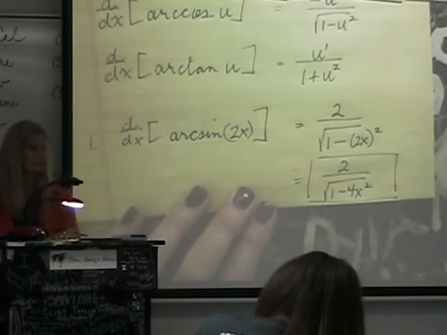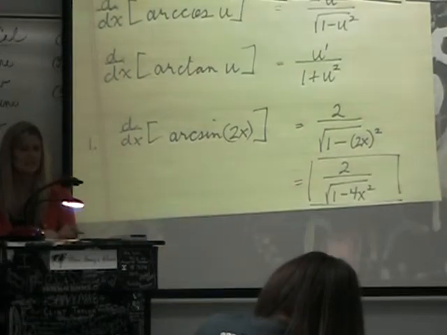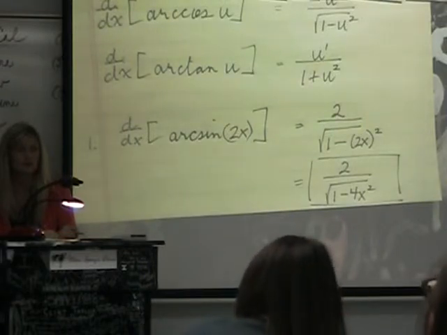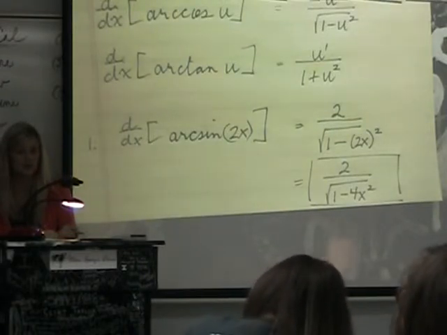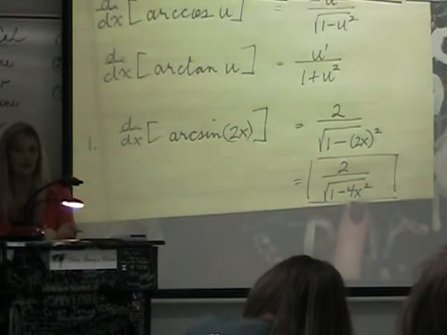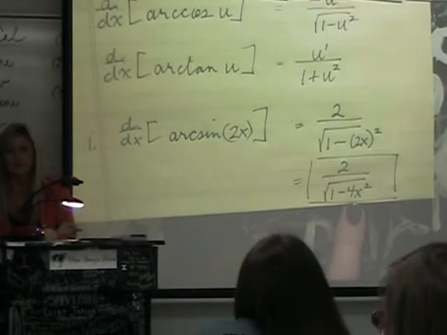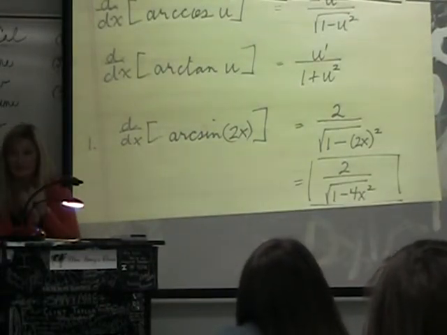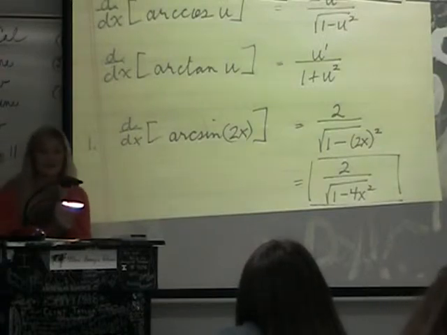That's it. Can I take the square root of 1 minus 4x squared? No. 1 is a perfect square. 4x squared is a perfect square. I cannot take the square root of 1 minus 4x squared because it's a binomial. Those are connected. So as tempting as it is, you can't take the square root of 1 minus 4x squared.